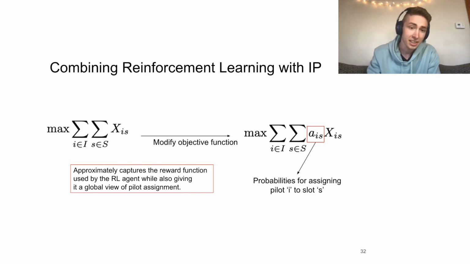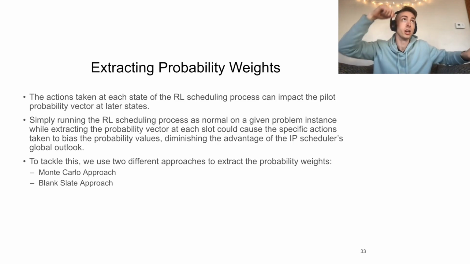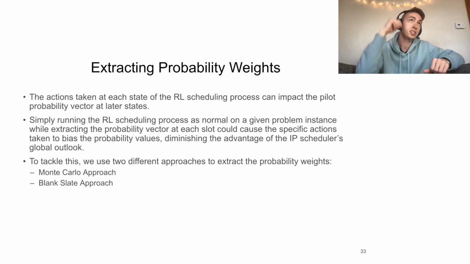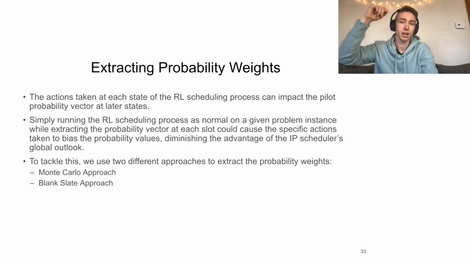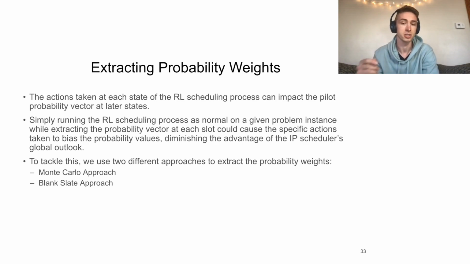Okay, the next thing that we need to consider is how do we actually get these probability weights out of our reinforcement learning scheduler? Because you'll notice in the normal scheduling process, what we do is we order the slots chronologically. So decisions made for later slots are going to be affected, like our probability distribution at later slots is going to be affected by our decisions made previously. And we want to have a global view of the assignment, so that's an issue. So we have two ways of getting around this.